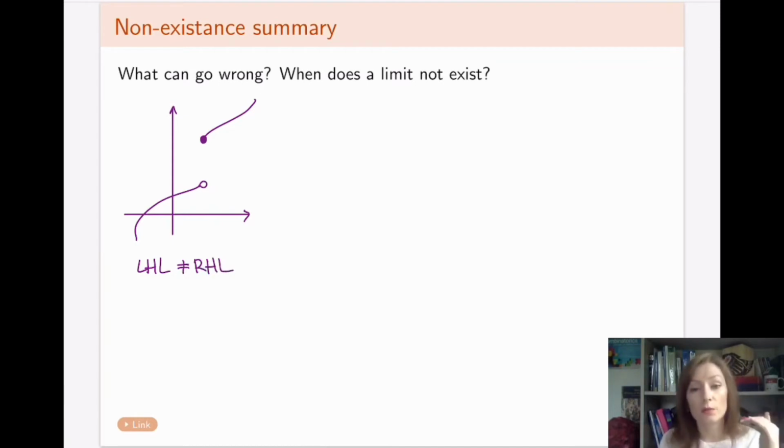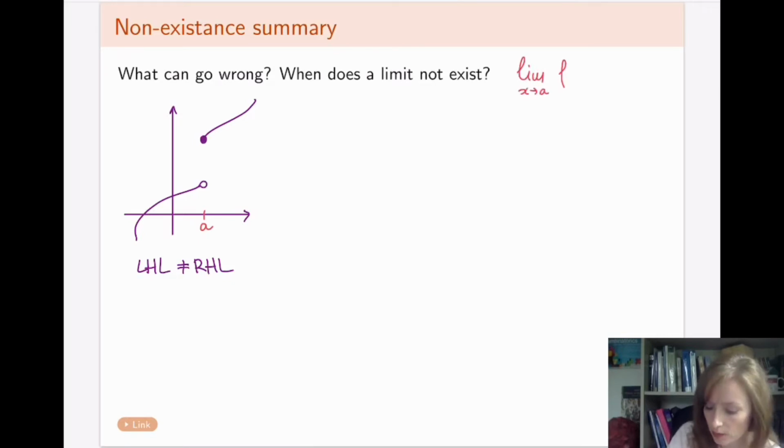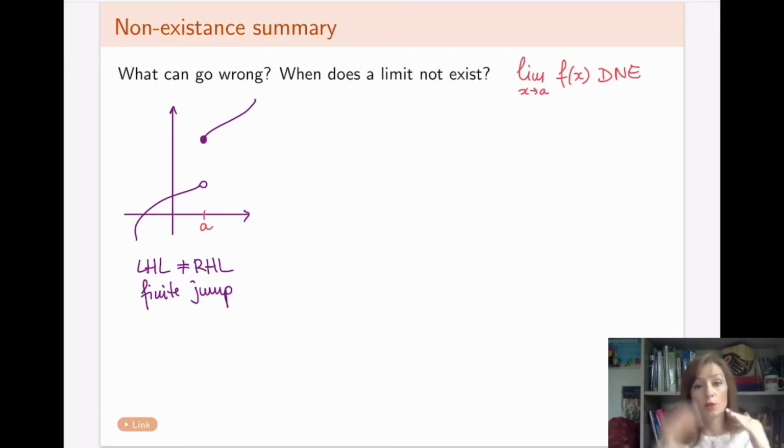Okay, so limit from the left is not equal to limit from the right, which means that limit at that point does not exist. Let's call this point A. So the limit as x approaches A of some function does not exist, right? And we're describing those cases. So this we also sometimes call a finite jump, because that's what your function does. It jumps from one point to the next immediate.